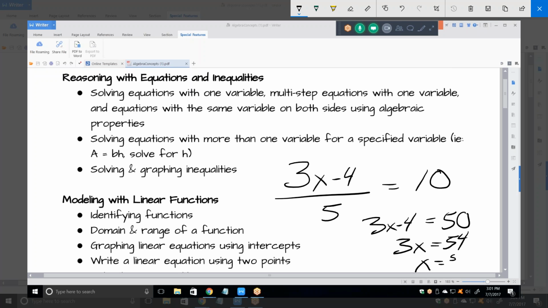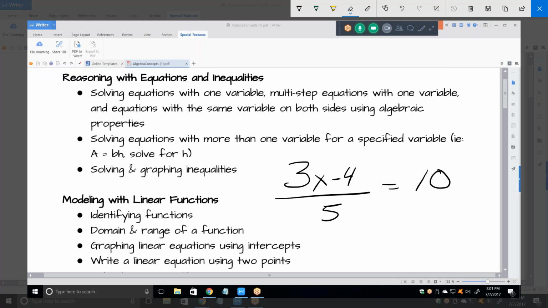And it's okay to write it like this. And then realize, oh, I can simplify that. That's 18. 3 goes into 54 18 times. All right. Got it. And notice what we had to do there. We had to get rid of the 5. Then we had to get rid of the minus 4. And then we had to get rid of the 3. And that's always what solving equations are about.